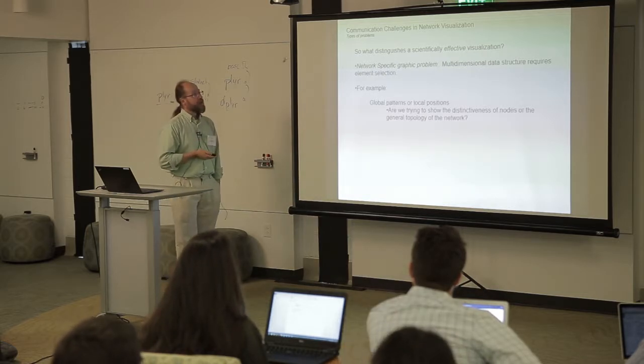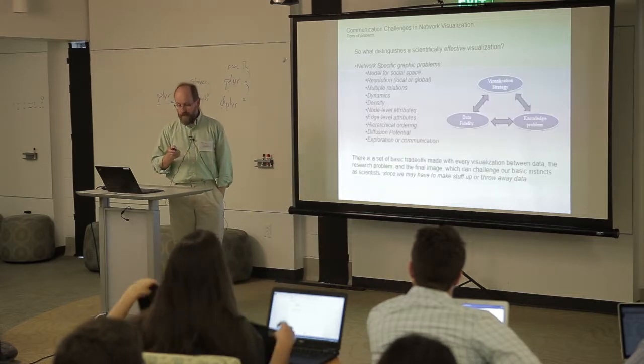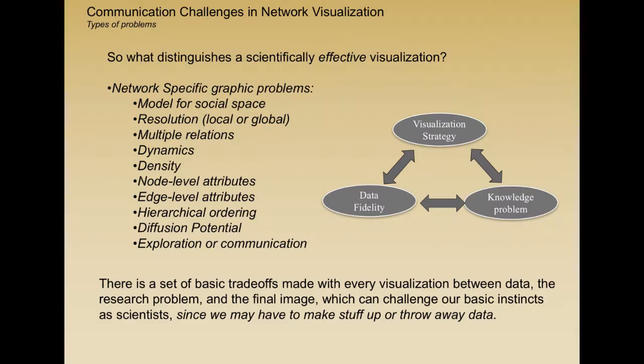So how do you do it? There are a couple of ways that we're going to play with. I'm going to skip that one for now. The idea is that we can work through models for social space. The kinds of ideas we want to play with have to do with resolution. So do we care about a global level versus a local level? And what kind of attributes do we want to play with? The rubric I'm going to work with is this notion between a visualization strategy, the question you want to answer, and the scientific problem of data fidelity.